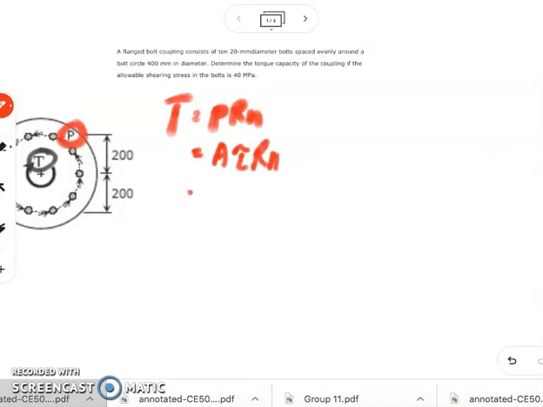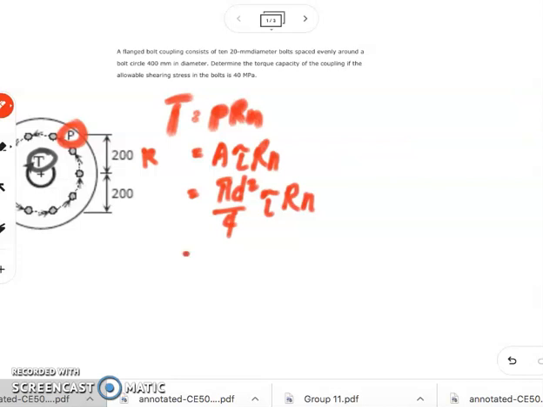So if we try to have the value, we have pi d squared all over 4 times tau times r times n. Therefore, if we substitute the values here for the diameter, we have our tau, which is our allowable shearing stress, which is 40, and our r, which is the radius, which is 200. So this is our r. Our n is the number of bolts.